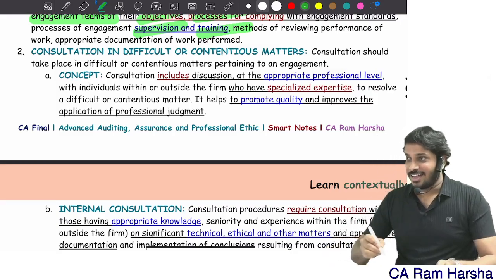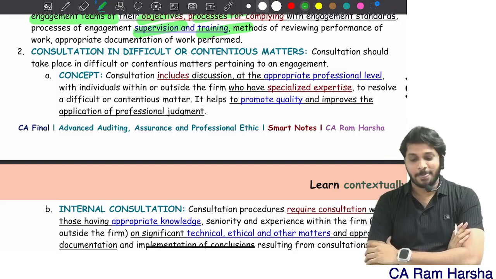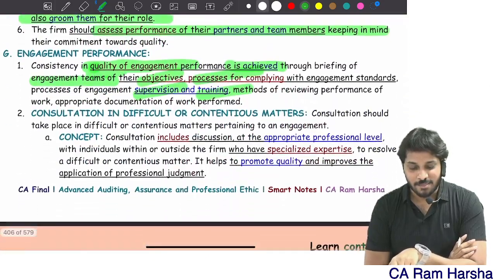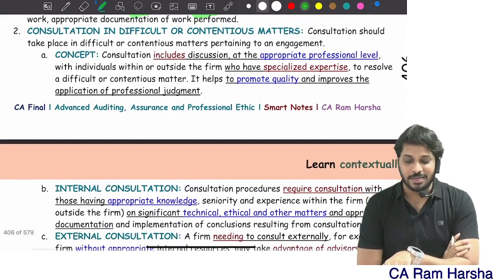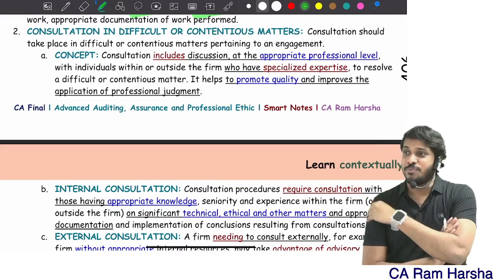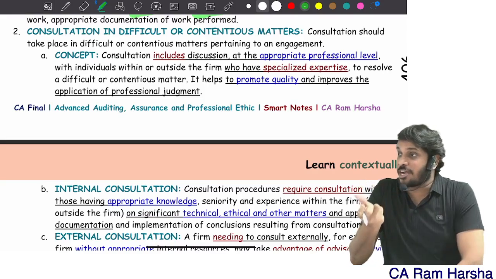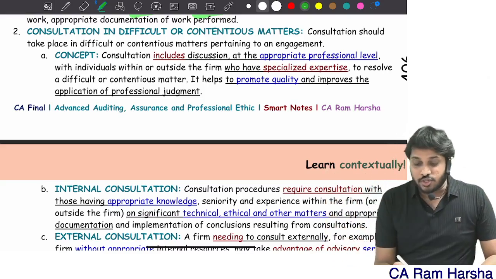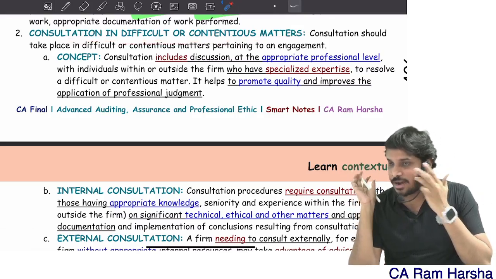Fine. I'll complete this and then we'll take a break, okay? Engagement performance. Consistency is achieved only when quality control is properly implemented. And obviously, on any difficult and complex matter, the engagement team must consult. An engagement partner must provide such an environment where team members can raise their concerns and consult. There must be proper consultation on difficult and contentious, nothing but complex, matters.